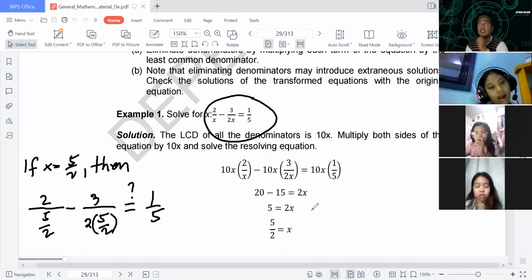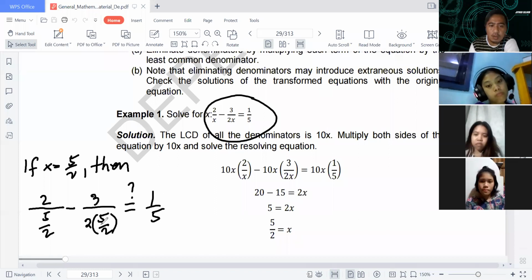So in checking, class, remember this: when you do checking, you cannot transpose to the other side. Leave the right side alone, leave the left side alone, and see if they are identical in the end. I will be using red in the continuation.